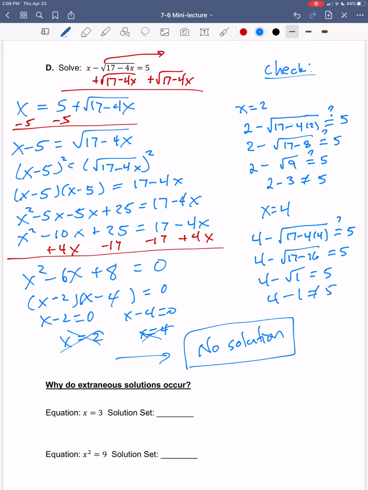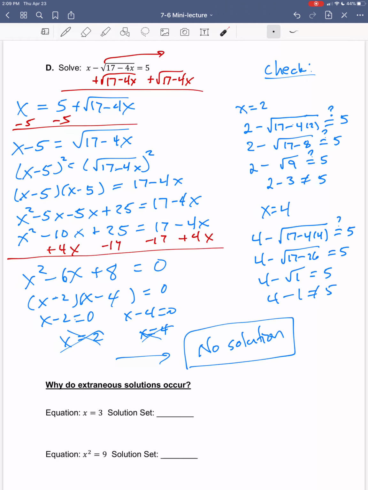Now, it's possible, if you end up with a quadratic equation, the one we did on the last page, part C, had two solutions, and one of them checked and one of them didn't. This equation had two solutions and neither of them checked. It's possible that both of these would have checked and you would have had two solutions. You really don't know until you start to check.